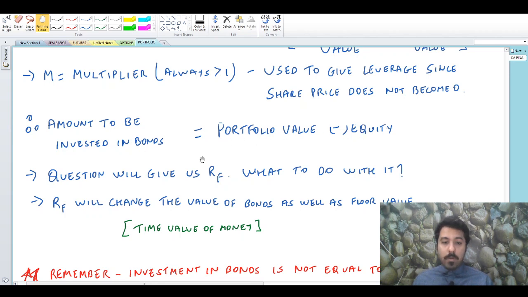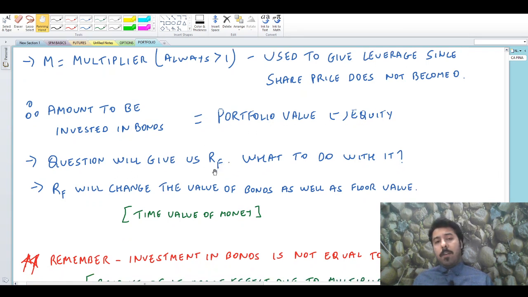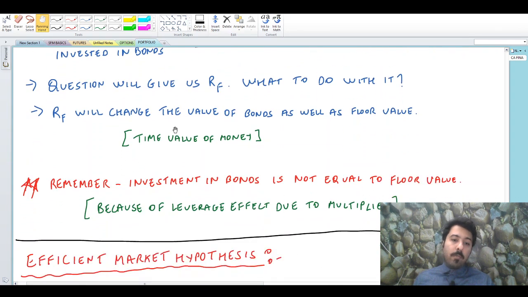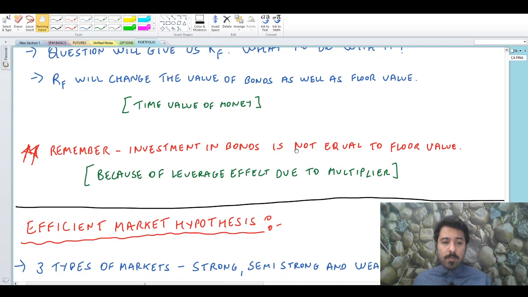And that's how you calculate this. And question will give us RF, risk-free rate of return. What use is that? It will be useful while calculating the value of bonds and also while calculating the floor value. So time value of money, discounting, compounding, obviously no need to explain that.